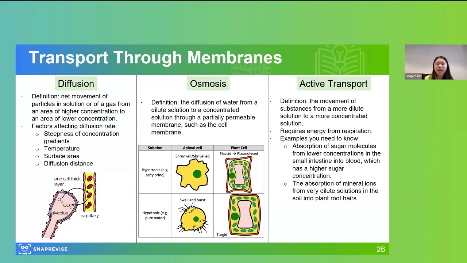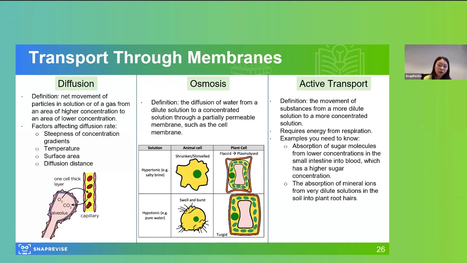Hypotonic is when it is the opposite, because of things like pure water. It's going to be more dilute on the outside. So water is going to move from the solution into the cell through osmosis because there's more water outside. This is going to cause the animal cells to swell up. And sometimes, because there's so much water going in, it's going to burst.